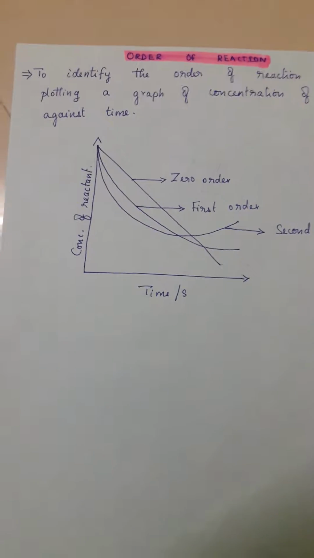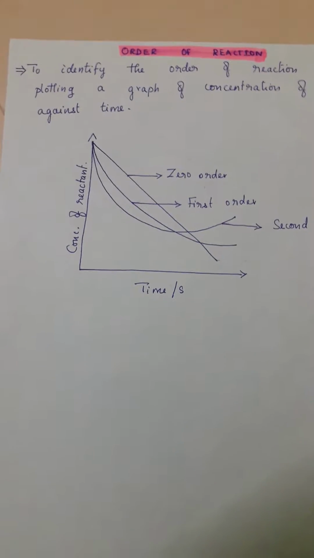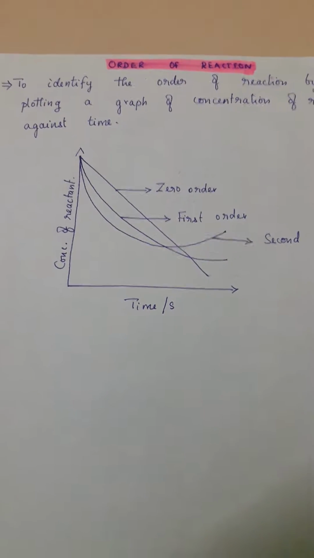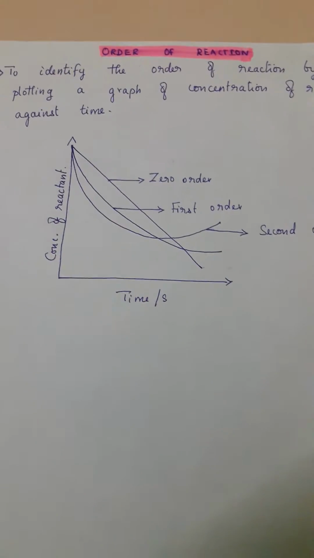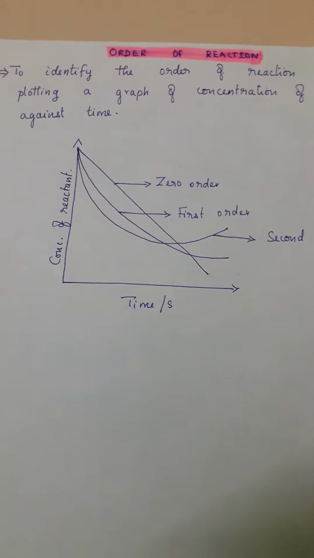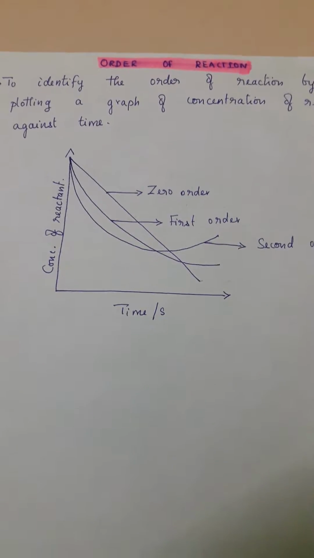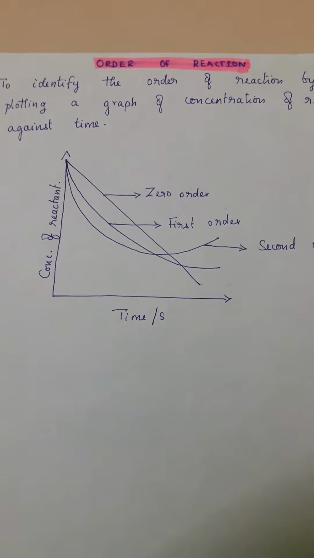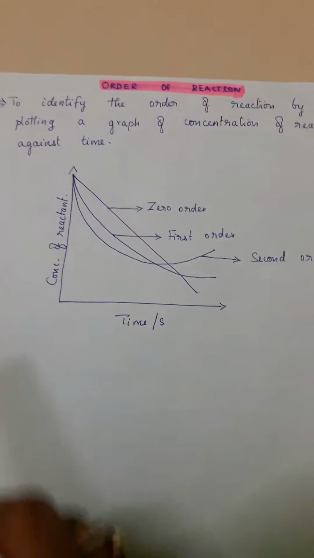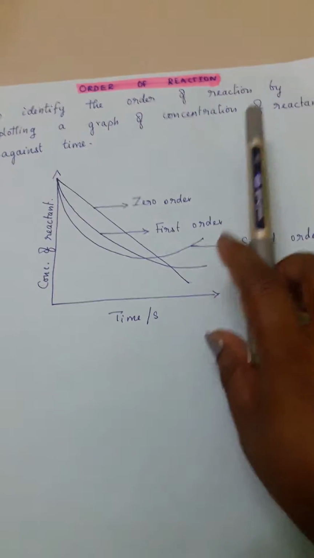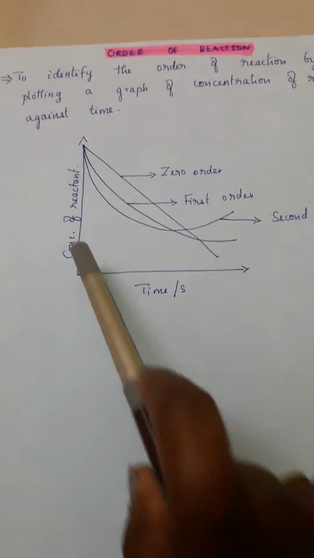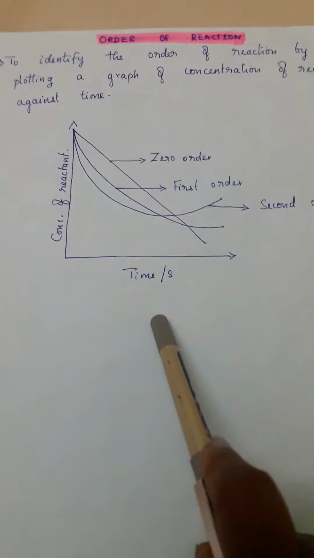So order of a reaction, already we have seen three methods to find out the order of a reaction. We have seen how to plot a graph of reaction rate against concentration of the reactant and how we can find out the order of a reaction by using that. Now, to identify the order of a reaction, we are going to use the concentration of the reactant against time taken. So, concentration of the reactant versus time taken.